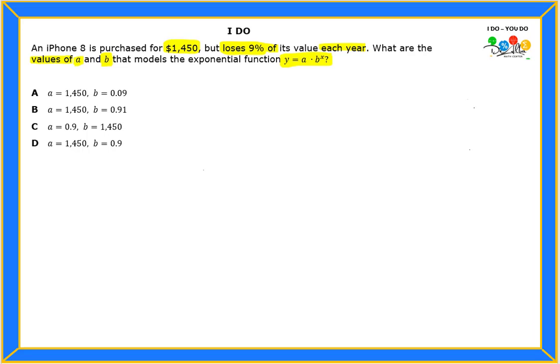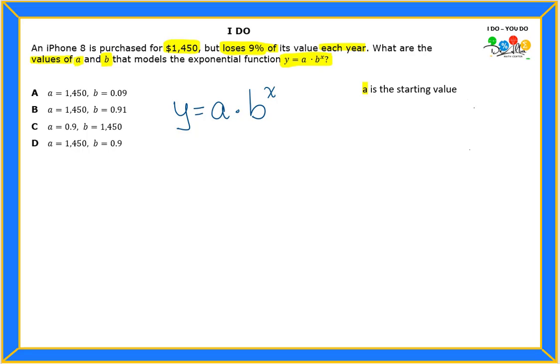Of course we need to use the equation, so let's write it down. There are two things we're looking for. We're looking for A, which is my starting price. That's one of the first things you need to remember: A will always be the starting value for something. So in this case, what's my starting value? It's the price of the iPhone at the time of the purchase, which is 1,450. Very good.